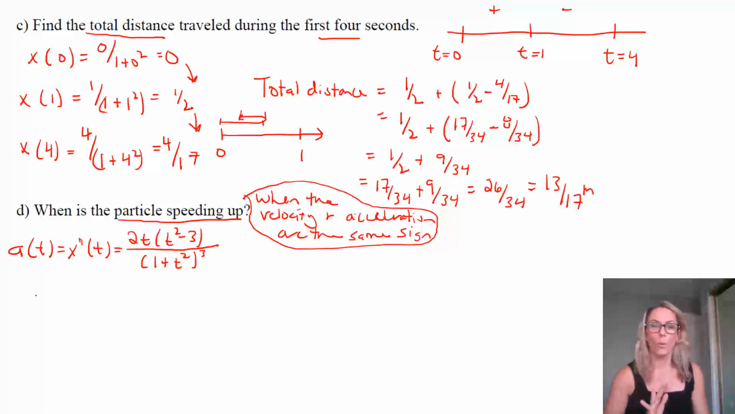Okay, so what we want to think about here is, this is our acceleration. We want when velocity and acceleration are the same sign, so both positive, both negative. We already know things about the velocity, so we're going to be able to use that.